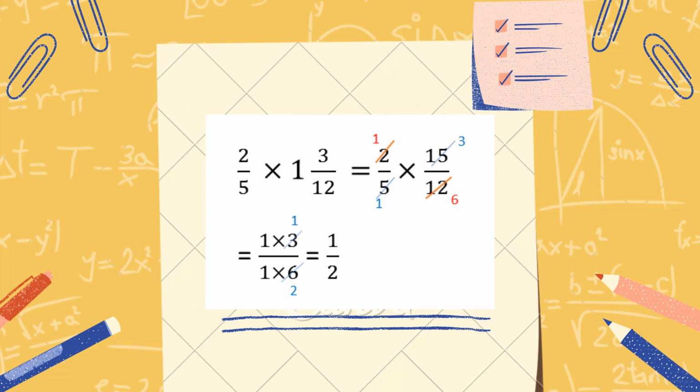And pwede din, i-multiply natin yung 2 over 5 times 15 over 12. 2 times 15 is 30, and 5 times 12 is 60. So, i-simplify natin yung 30 over 60. Yung 30 over 60 is pwede siya ma-divide ng 30. So, 30 divided by 30 is equal to 1. 60 divided by 30 is equal to 2. So, 1 over 2. And same lang siya sa nakuha nating answer kanina.